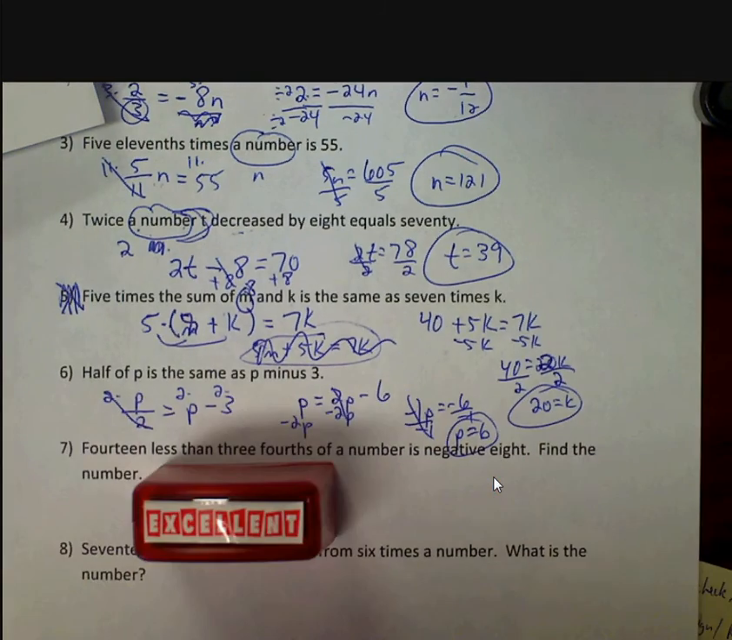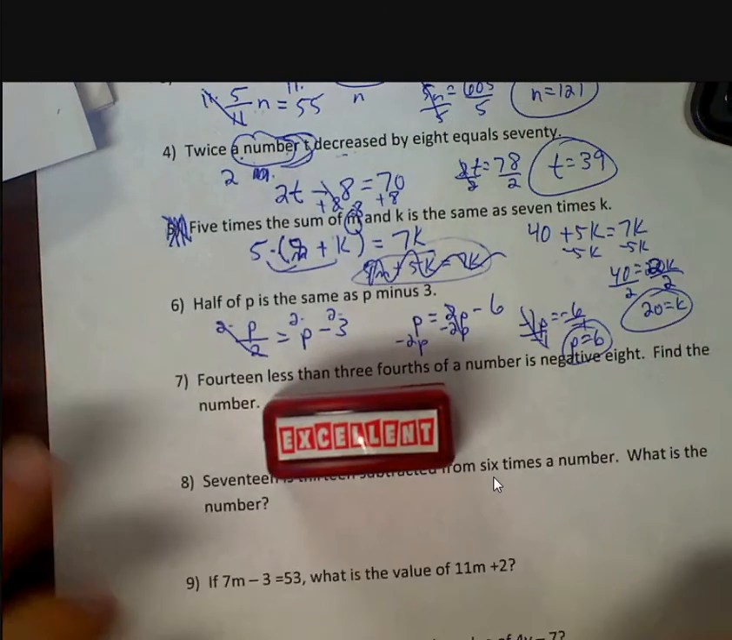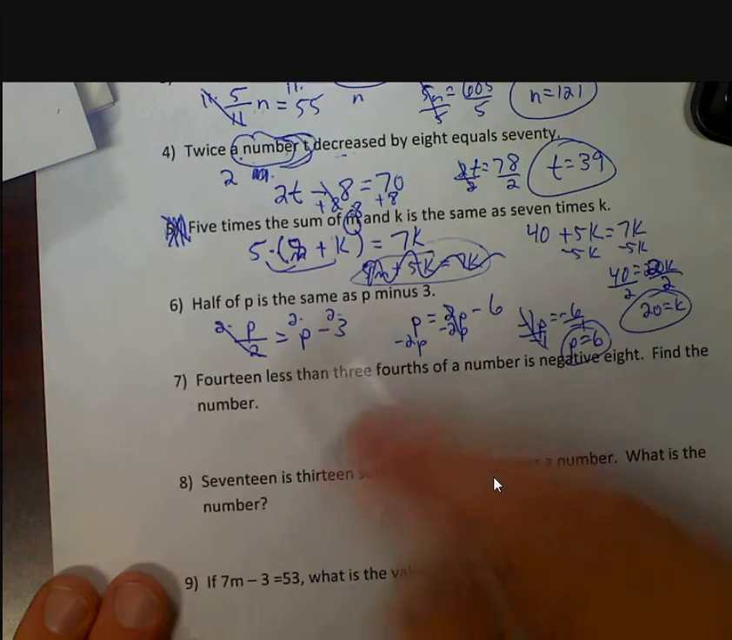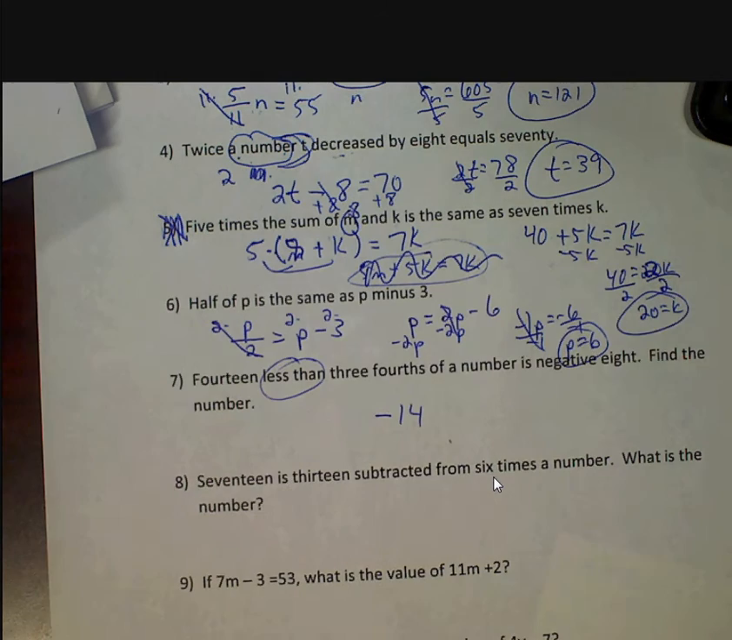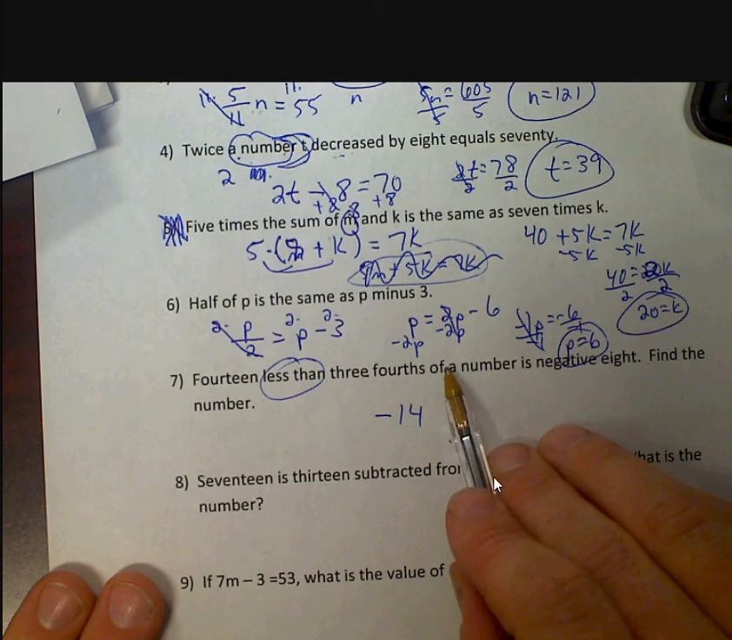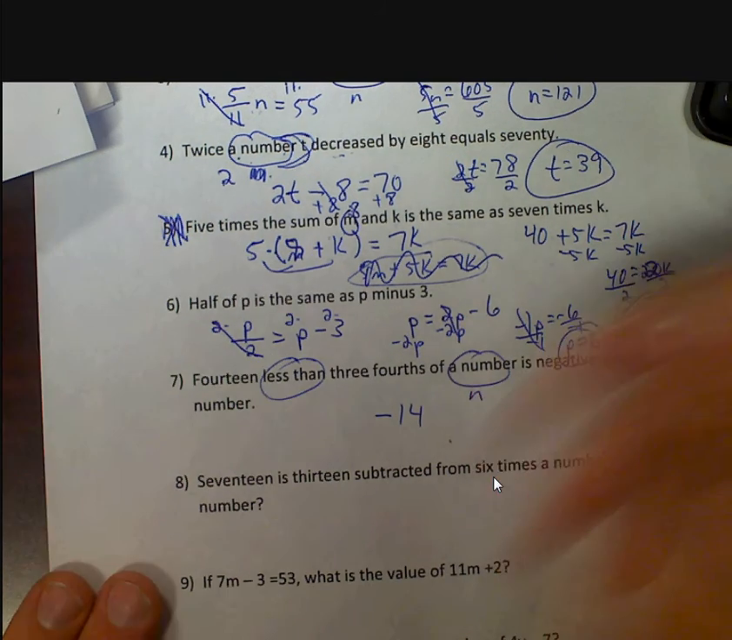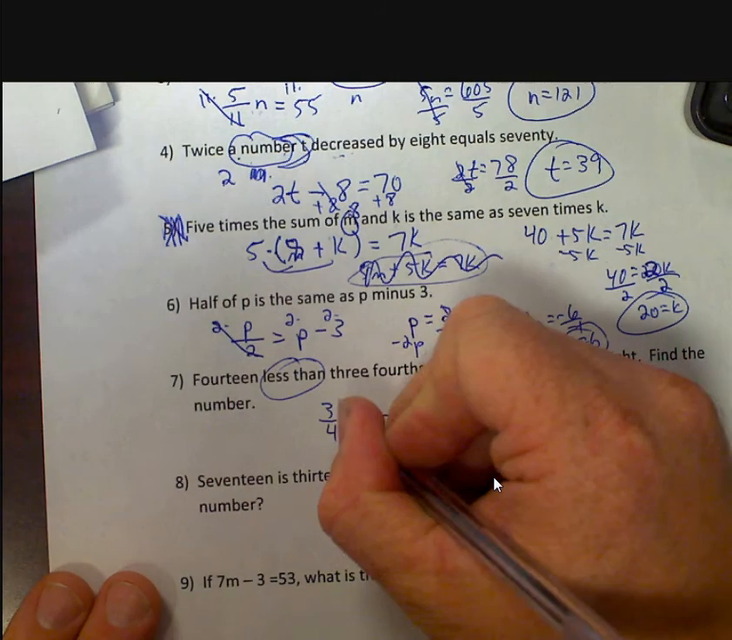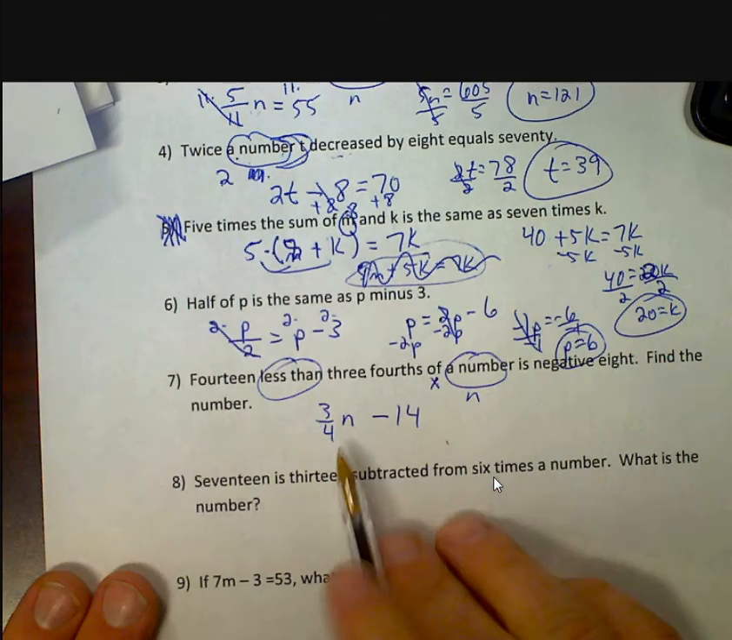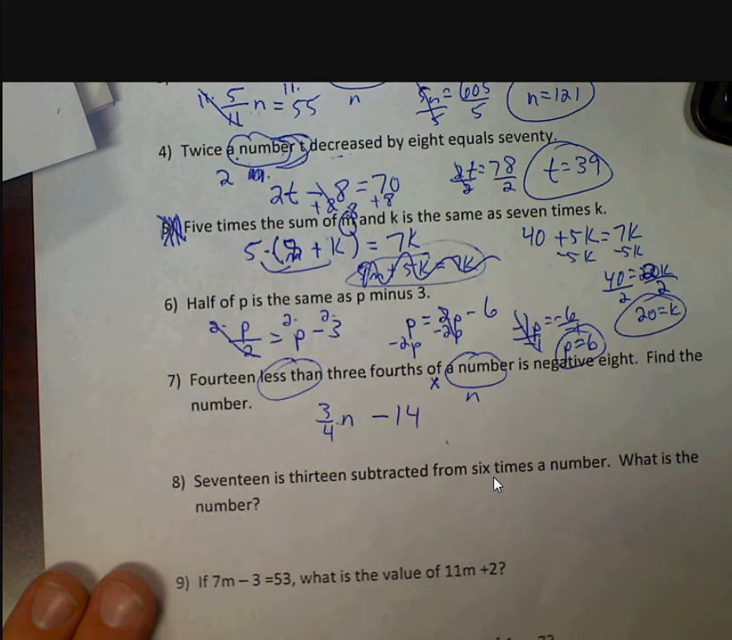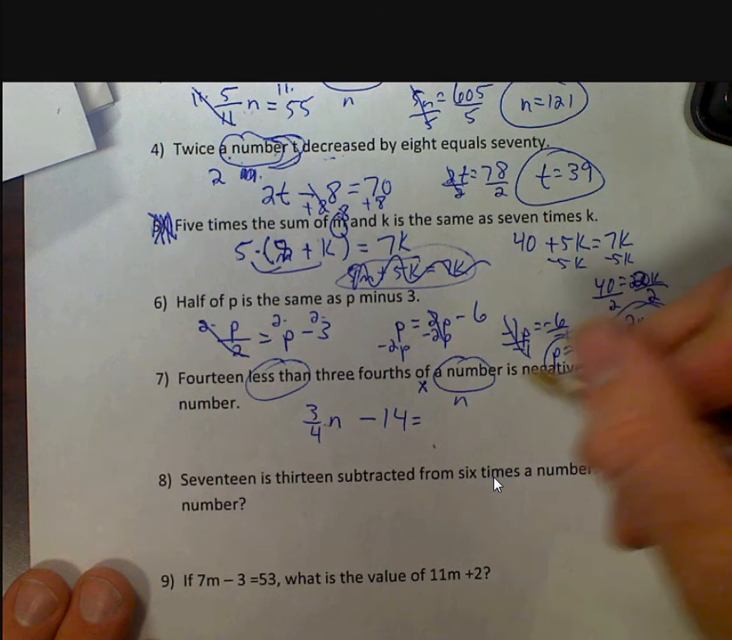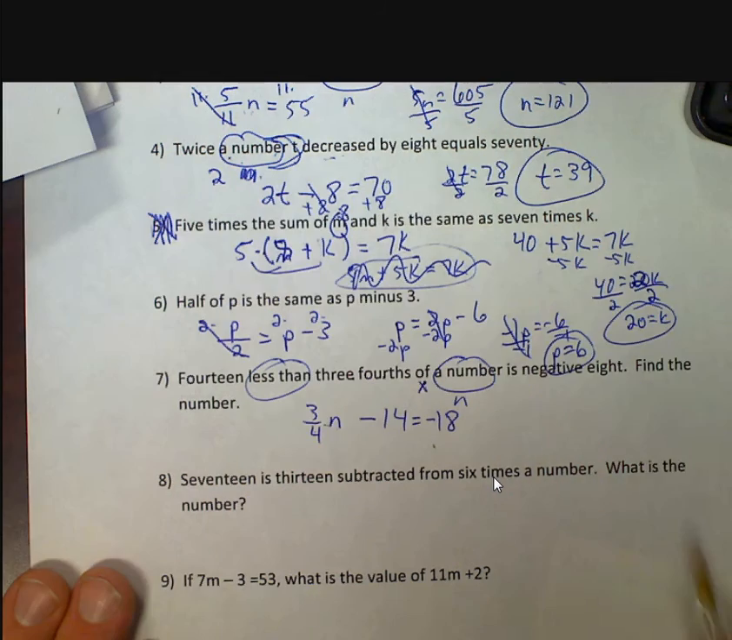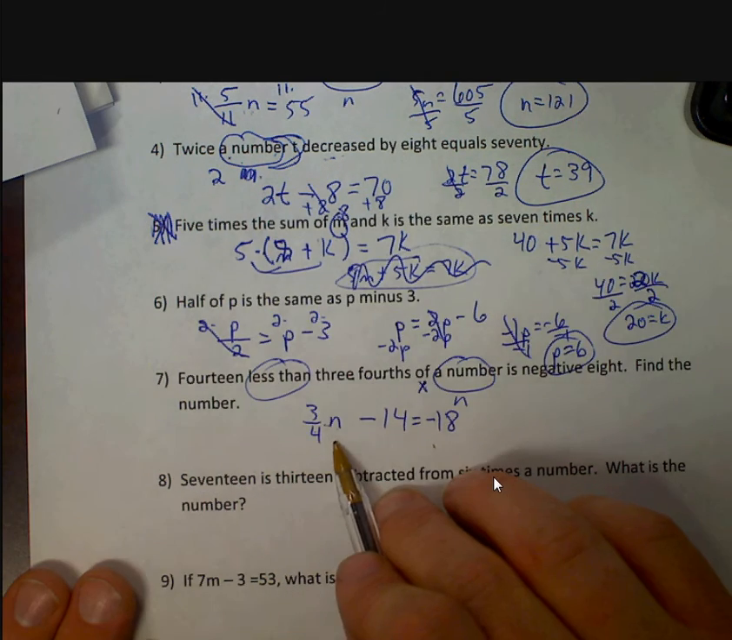Go ahead and try number 7 before I show you. On number 7, 14 less than. Less than means to subtract, put it to the back. So minus 14 needs to be in back. 3/4 of a number. There's my n. 3/4 of means to multiply. 3/4 times n, which is just 3/4 n, is negative 18. Find the number. Now I can go ahead and solve.